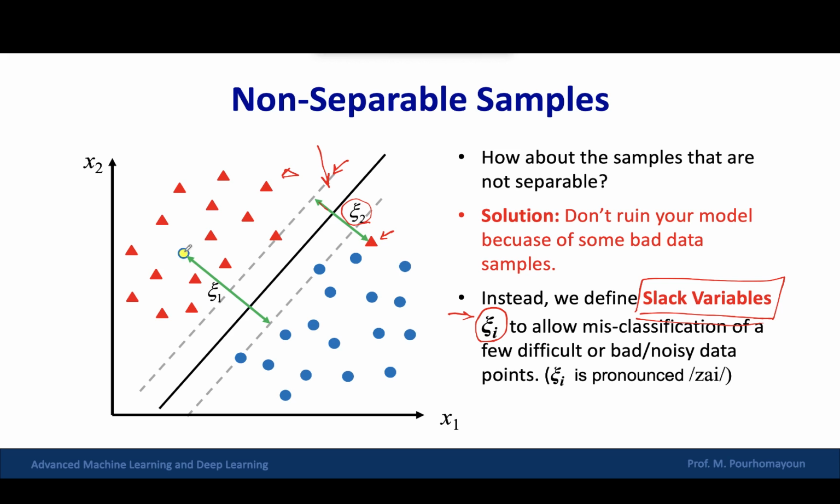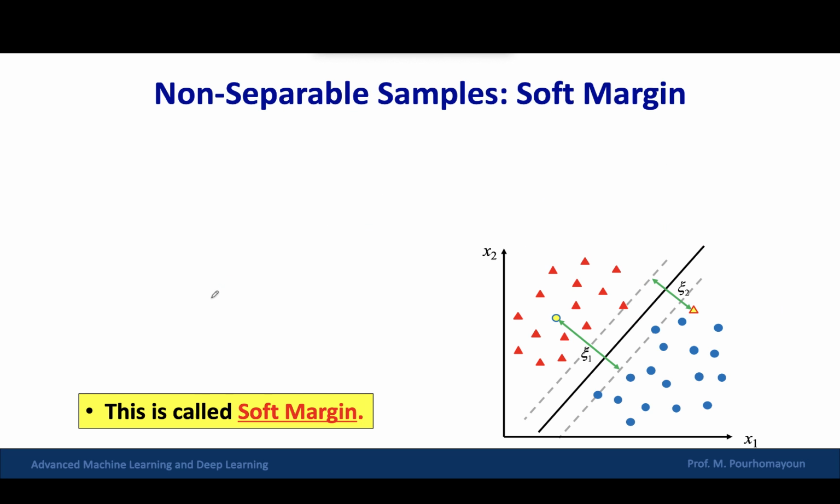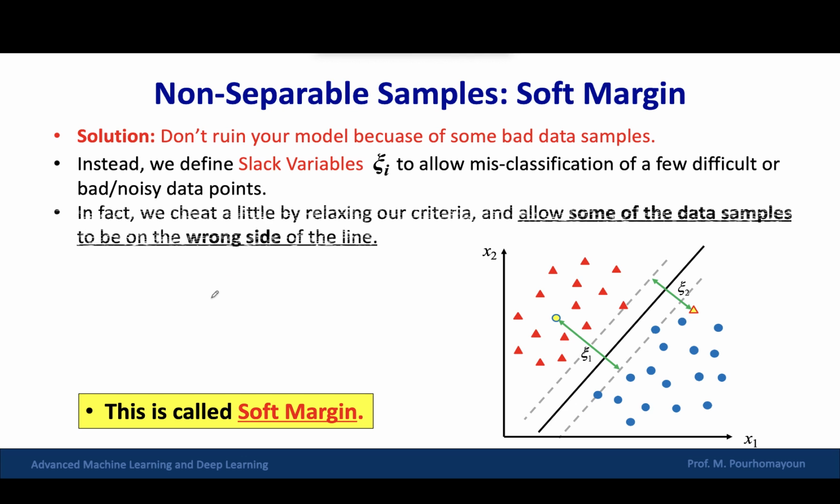Or this blue sample, yes, it was supposed to be on this side of the line, but I let it be on the other side of the line. By how much? By this value. It's like a discount that I give to this specific sample, okay? This is called a slack variable. So instead, we define slack variables xi to allow misclassification for a few difficult or noisy samples.